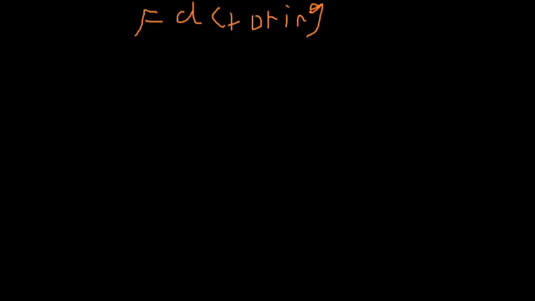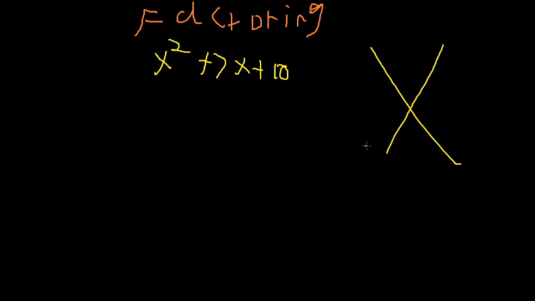The first one is called splitting the middle. So we're going to take this equation right here, x squared plus 7x plus 10. We need to turn this from standard form, ax squared plus bx plus c, into factored form, which is x minus p times x minus q. So what we're going to do is draw a big X and take the b value, which right here is 7. We're going to write 7 on the bottom. We take the c value, 10, and put that on the top.